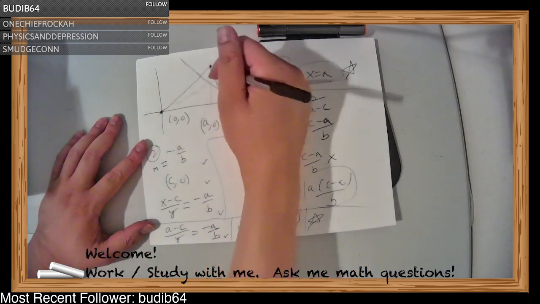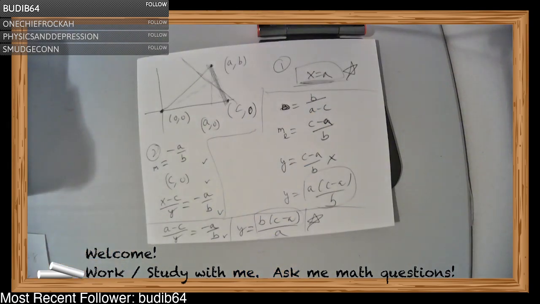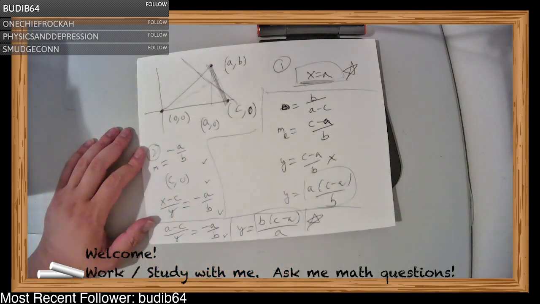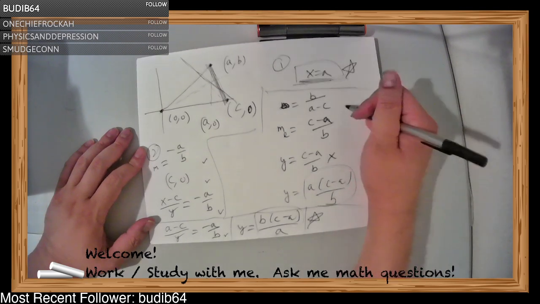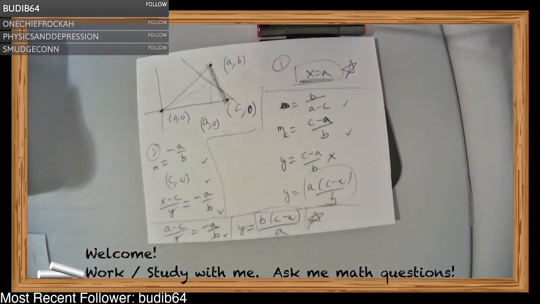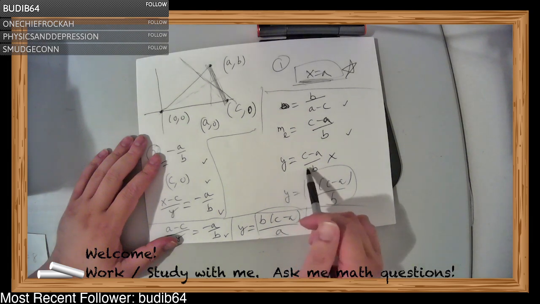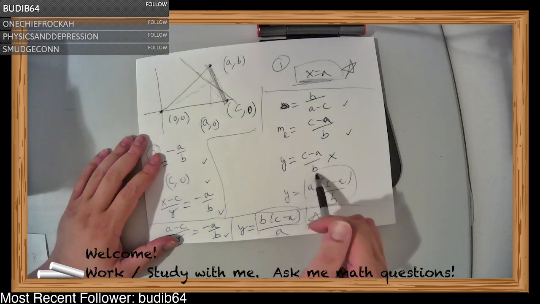So the slope of this line is negative, so that makes sense. It's b over a minus c. So the slope of the perpendicular is the negative reciprocal. I want to say this is correct and this is correct. Negative run over rise. Looks good to me. That means that y equals c minus a divided by b times x.